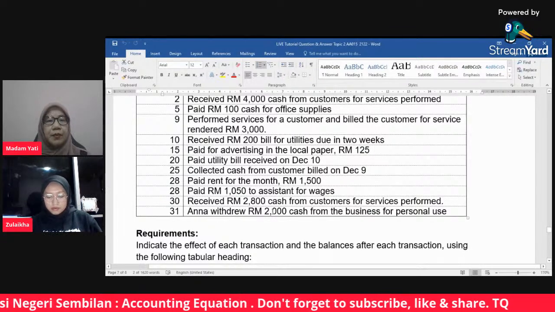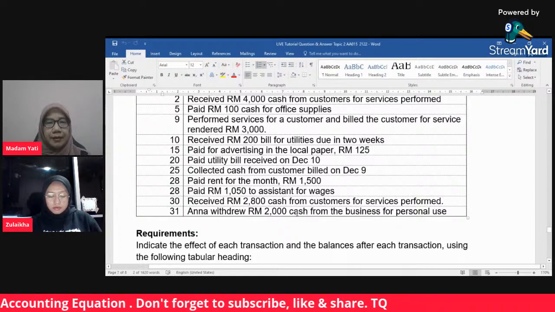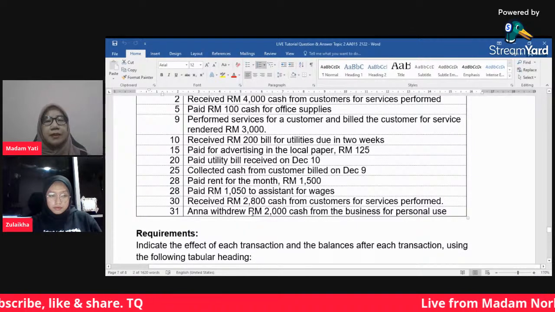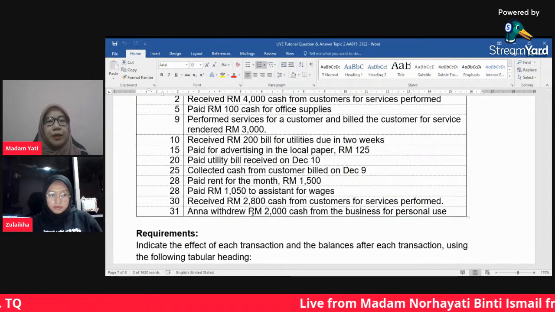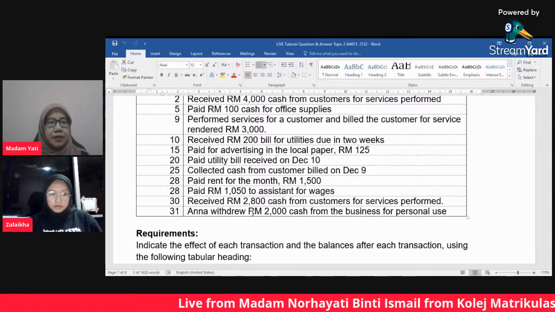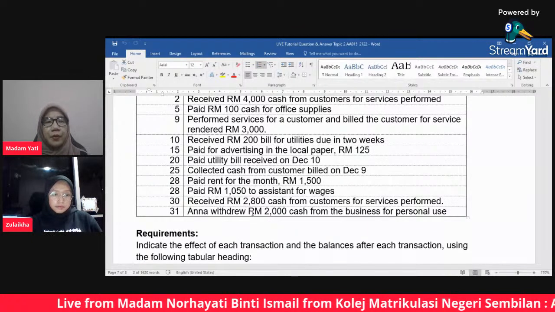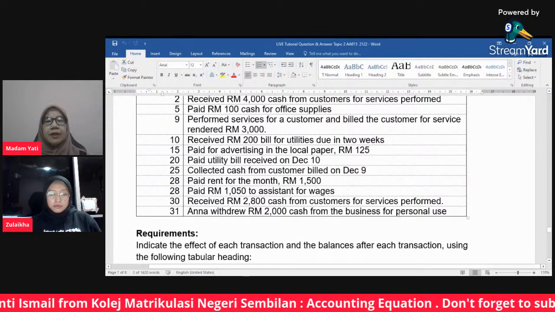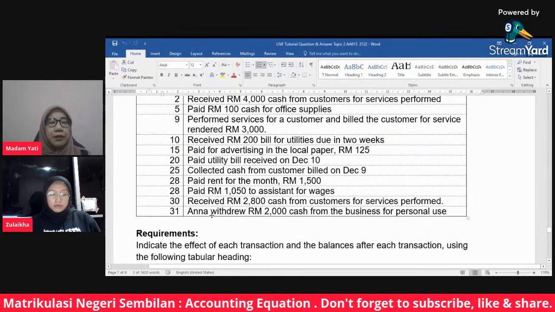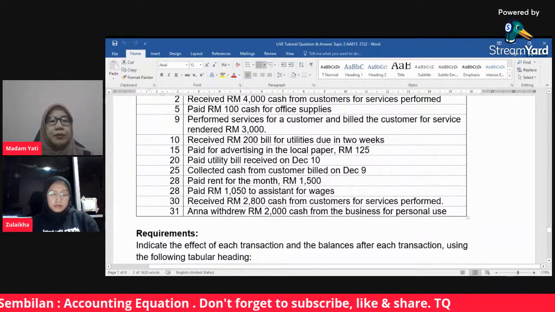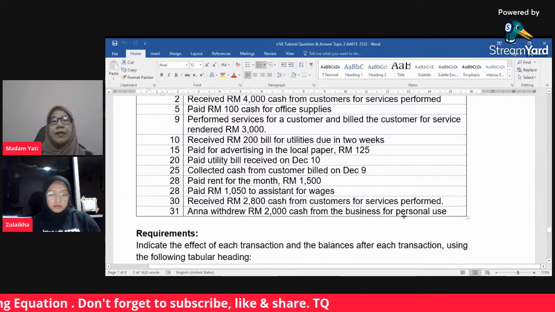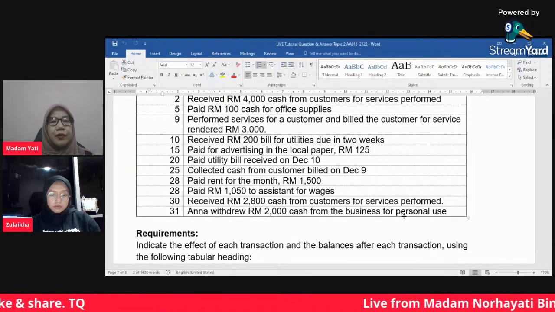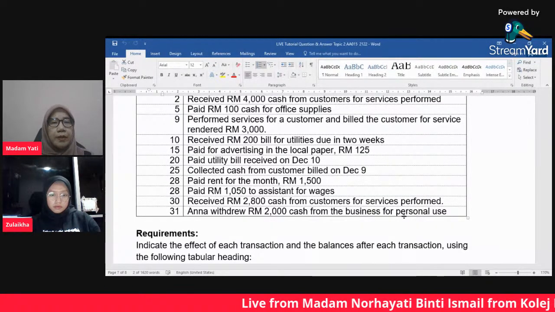So it means it will decrease in asset, that is cash. And there is also the word withdrew. If it just says withdrew, it definitely decreases owner's equity. She takes money from the business. When she takes money from the business, it is automatically drawings, the withdrawal account. For whom? For personal use. If the owner takes or withdraws cash for personal use, or for his wife or for his children, you must categorize it as drawings because that one is not for the business.